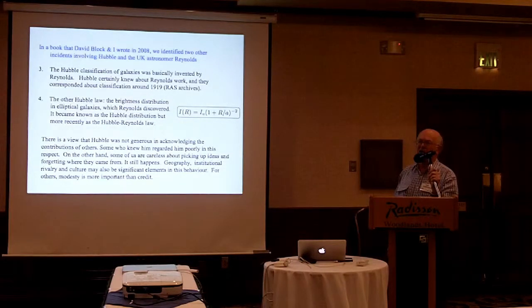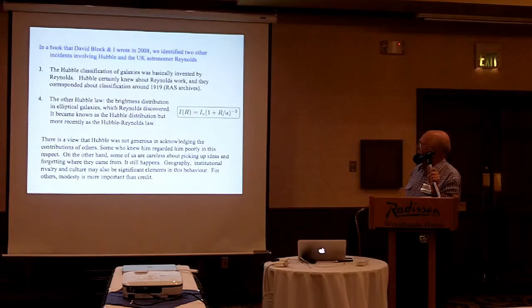He built three 30-inch telescopes, one of which finished up in Australia and was unfortunately destroyed in the fire. But these were fine telescopes. He did a lot of photography, and he got quantitative results out of photography, which is quite a feat in present days. So Reynolds basically invented a thing that's now called the Hubble classification of galaxies. Hubble certainly knew about Reynolds' work, and the two of them corresponded about classification around 1919.